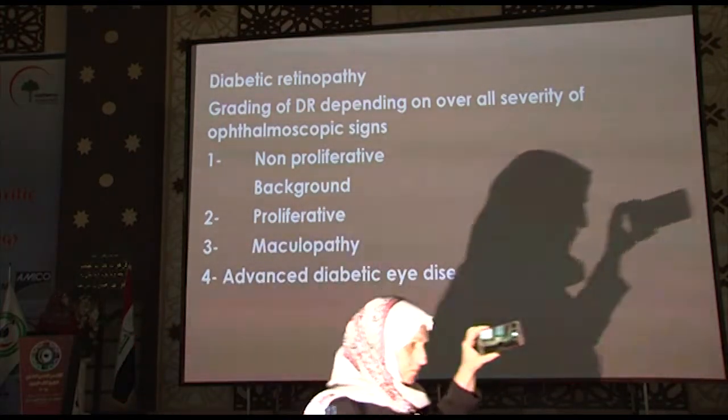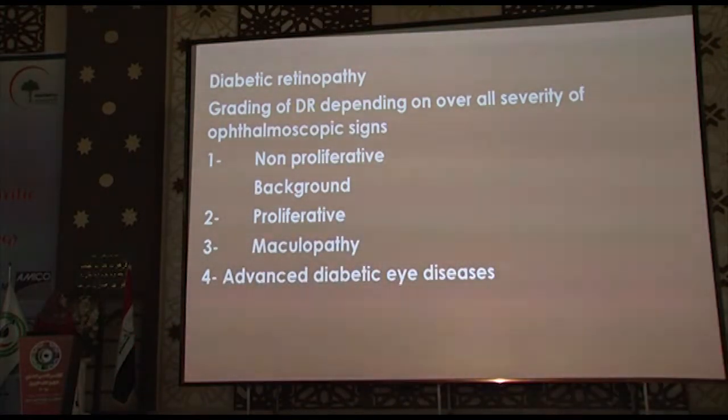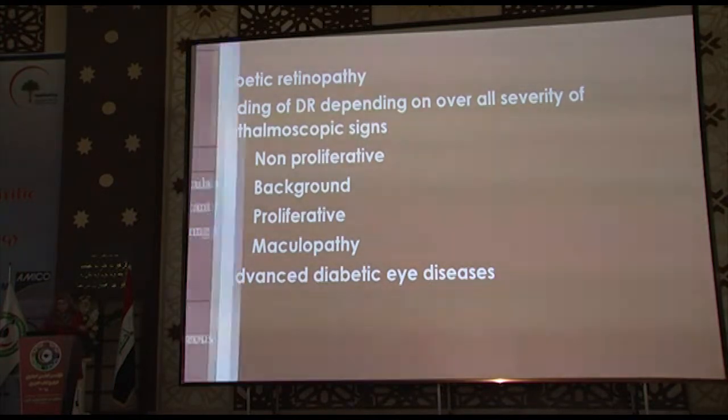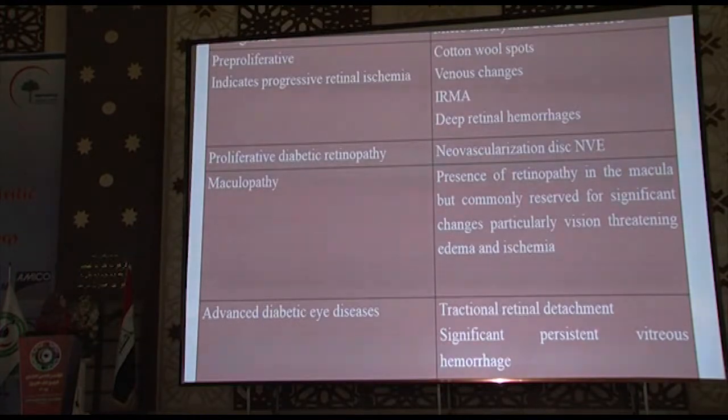Well, this is short notes. I know that everyone knows what's going on about severity of ophthalmoscopic signs in retinopathy. First of all, we divide into non-proliferative stage, background, proliferative, maculopathy, and advanced diabetic eye disease. First of all, pre-proliferative, which indicates progressive retinal ischemia, then proliferative diabetic retinopathy, then maculopathy and advanced diabetic eye disease.